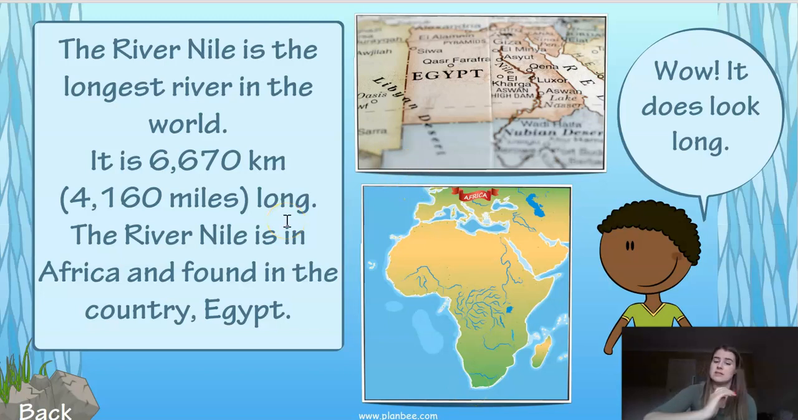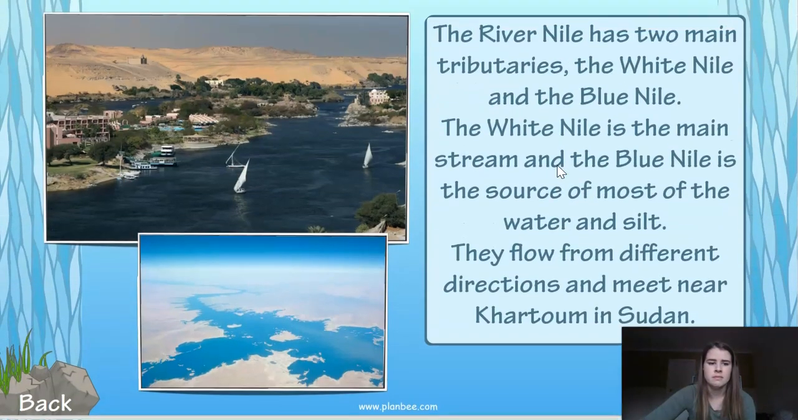Now, obviously, the River Nile is found in Africa, which is our continent, and it's primarily found or starts in our country of Egypt. So you can see on the little map up here, we've got the River Nile that runs and it comes all the way down past the pyramids and works its way down south, okay?